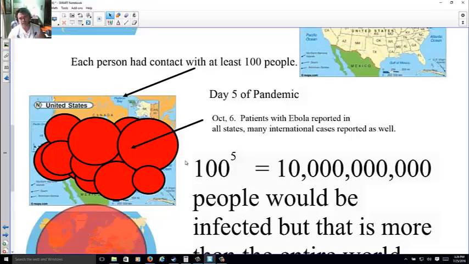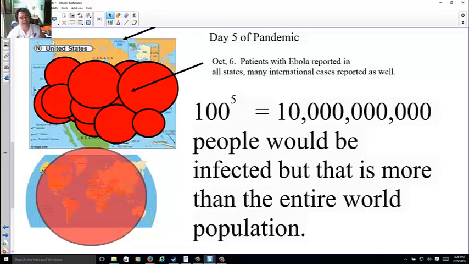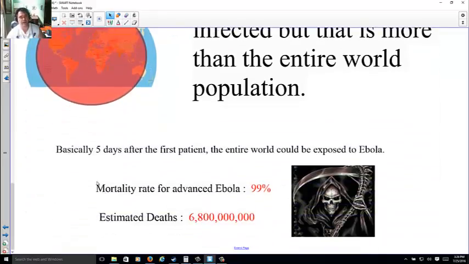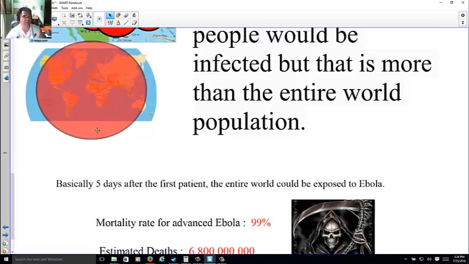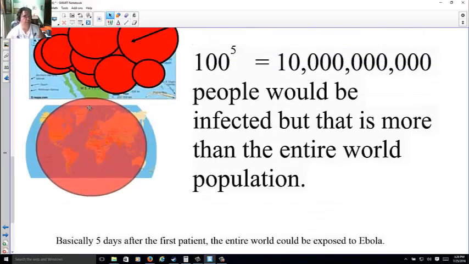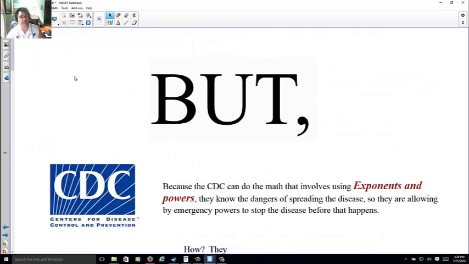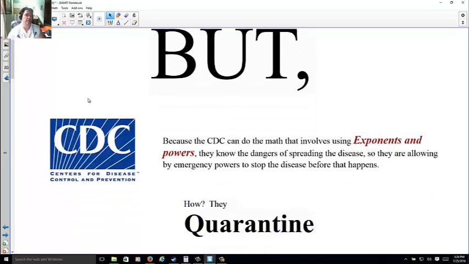Now, the fear, of course, is that Ebola can go airborne, which it can't, but if it could, that'd be a real problem. Then exposure would happen extremely rapidly, and that's something the CDC is looking after. You might see the entire world having that problem. Basically, after the first patient, the entire world was exposed to Ebola. Ebola fatality rates are pretty high. I'm not sure if it's 99%, that was just an estimate I looked up, but it's definitely in the high 90s. So you'd have a death count of about 6 billion people, something you obviously want to avoid if possible. But the CDC understands exponents and powers, and that's why they're in place.